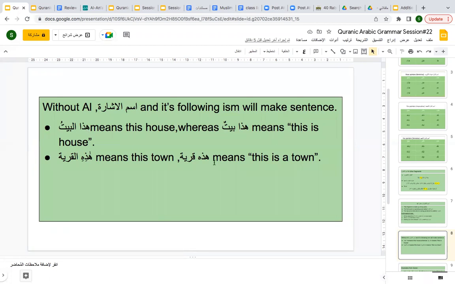Alhamdulillah. Okay. Now if I remove this al from bait, do you know how I'm going to translate it? You can see it on my screen. When I remove al from it, instead of a fragment, my phrase will change into a sentence. Hazal baytu means this house. Haza baytun means this is a house. When I remove al from this word, it changes into a sentence.